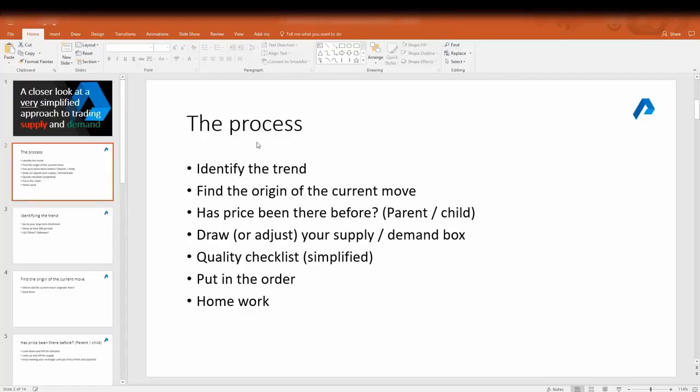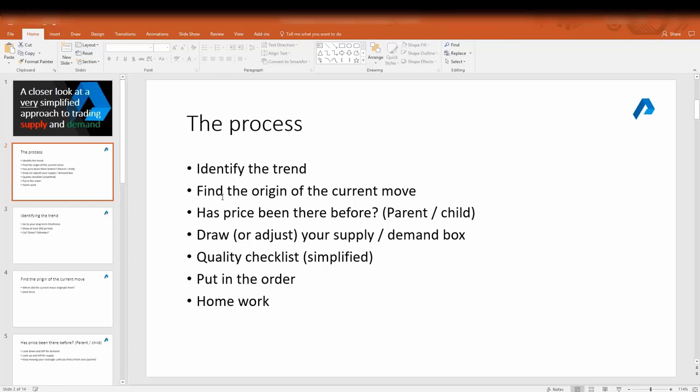Okay, so the process is super simple. Initially, we want to start off by identifying the trend. Should we be buying or should we be selling? And we're going to look for the origin of the current move. I'm going to explain why this is actually very important on the next slide. We're going to be asking the question, has price been there before? This refers to the parent and child relationship that we discuss.